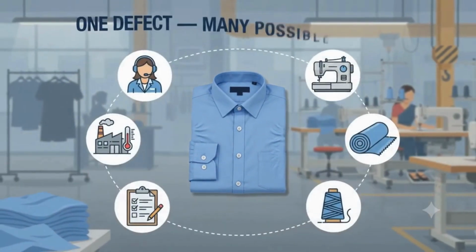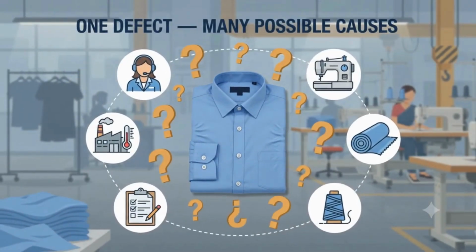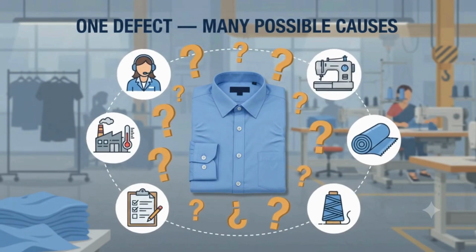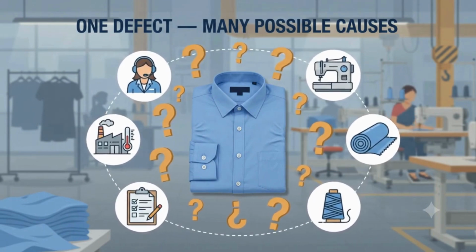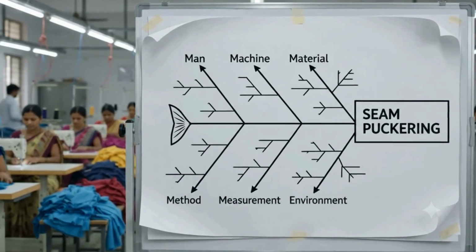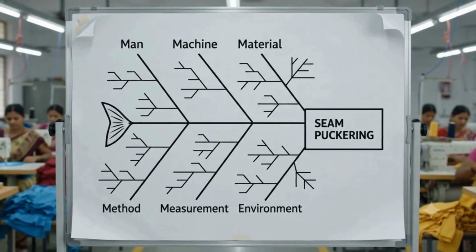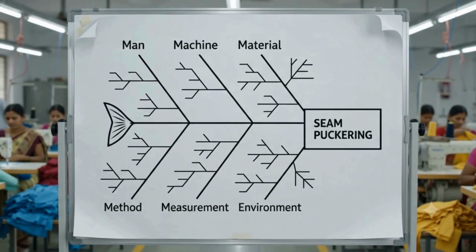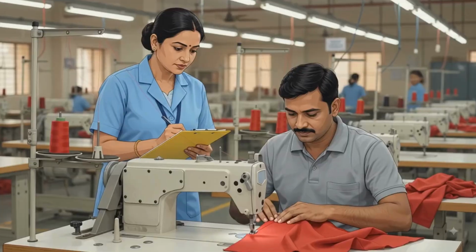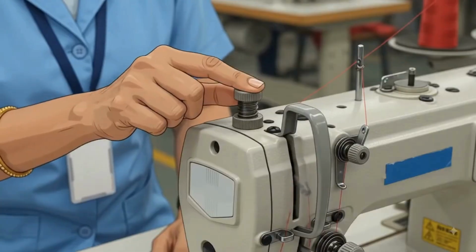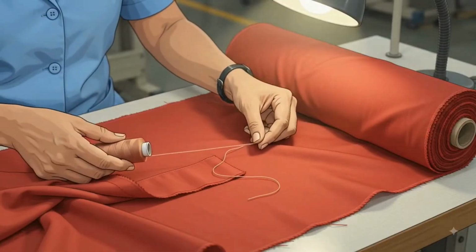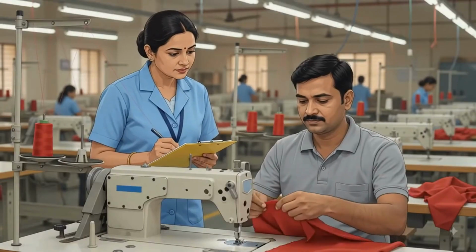However, seam puckering can have several possible causes. So the team should not stop with one assumption. A fishbone diagram organizes possible causes under man, machine, material, method, measurement, and environment. Potential causes should be checked against actual evidence before any root cause is confirmed.